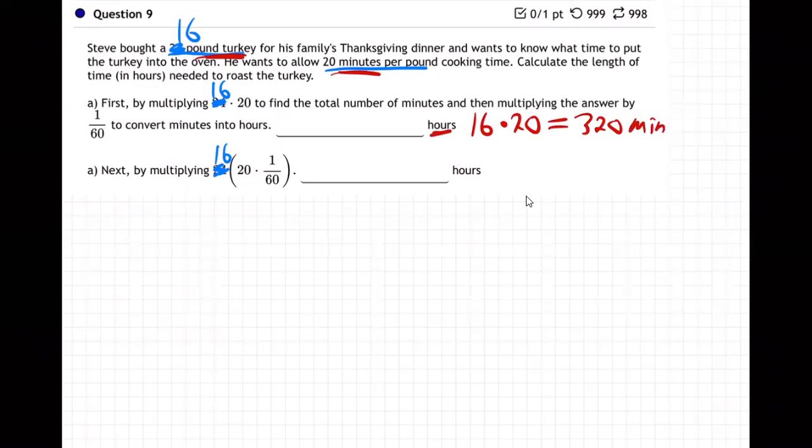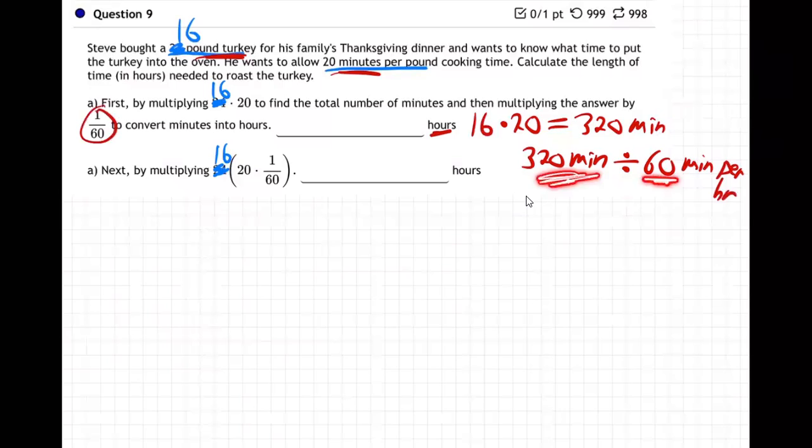But now they want us to convert that to hours. So how do we do that? Well, we take the 320 minutes, and we know that there's 60 minutes in every hour, right? So I'm going to divide by 60 minutes per hour. I know they said multiply by 1/60th. That's the same thing. Remember, dividing is just upside down multiplying. It probably makes more sense for you just to divide by 60, but you could multiply by 1/60th. It's the same thing.